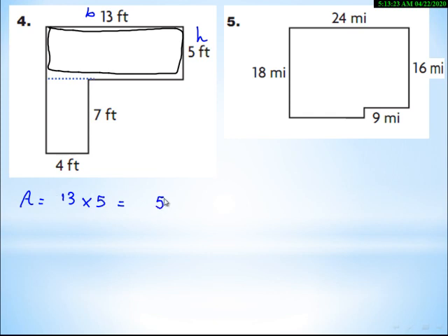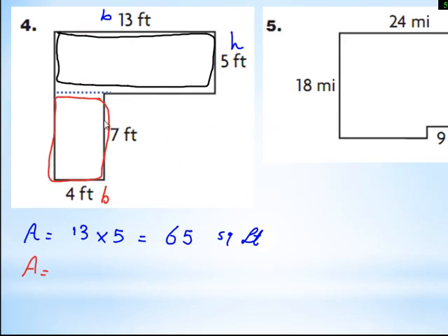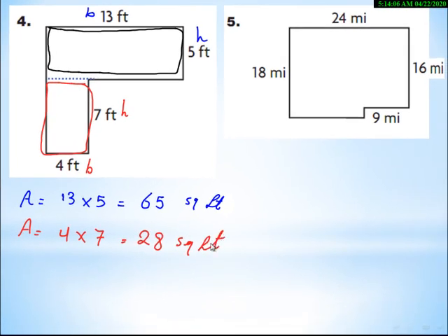3 by 5, 15, 5, and we carry up 1. 5 by 1 equals 5 plus 1 equals 6, so 65 square feet. The second area, for the second rectangle, as you see, its base is clear for you and its height is clear for you, equals 7 feet. So base times height, 4 times 7 equals 28 square feet.